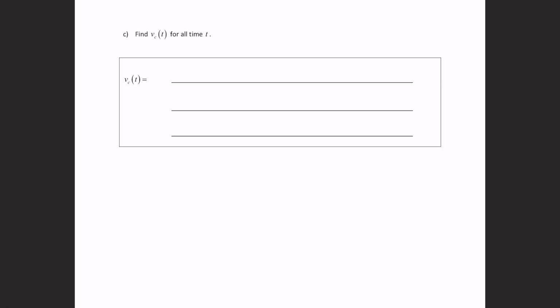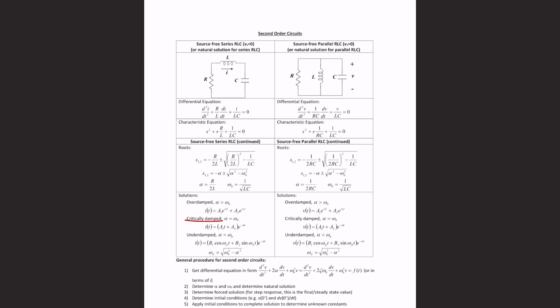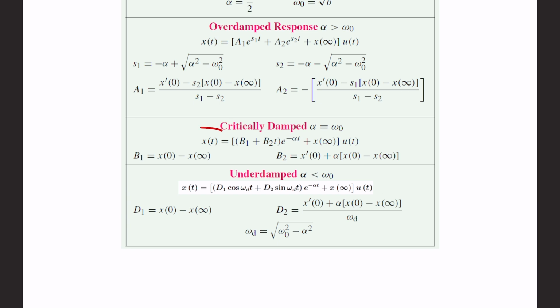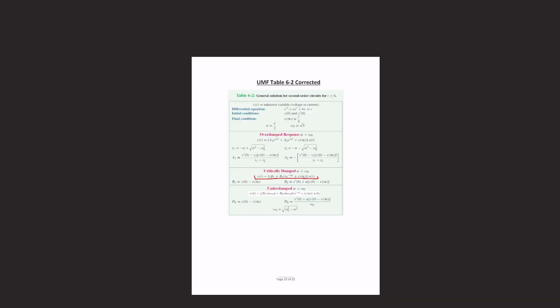All right, so now we're almost there to the end. Last question. Now we have to find VC of t for all time t, right? So we already did half of the work. We already know that we're critically damped. So I'm going to go over to the other cheat sheet because this one helps us out more. This gives us our golden equations to solve this quite simply, right? So we know our final solution is going to be in this form. So let's just go ahead and write that down.